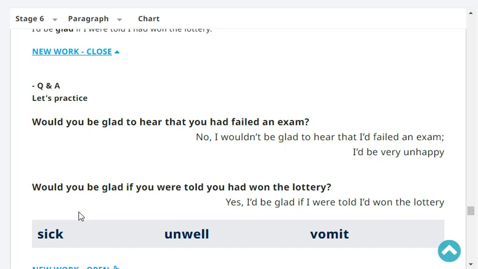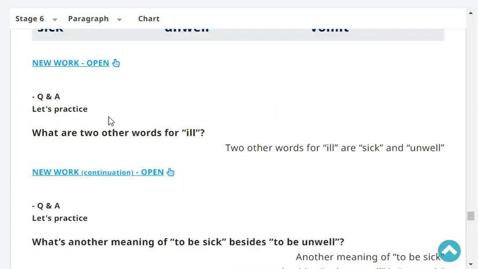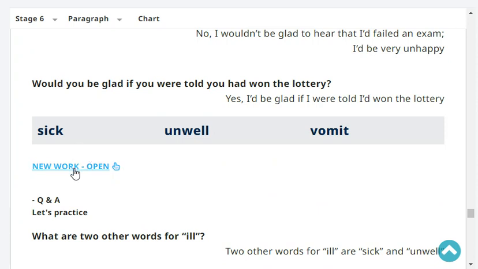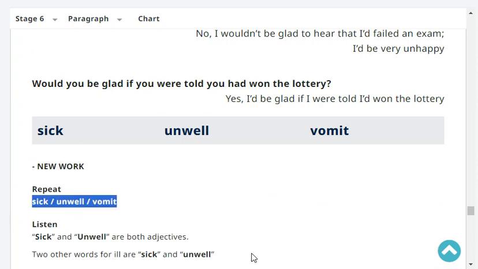Okay, would you be glad if you were told you had won the lottery? Yes, I'd be glad if I were told I'd won the lottery. Very good. Next, repeat. Sick, unwell, vomit. Very good. Okay, listen.